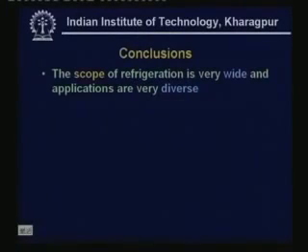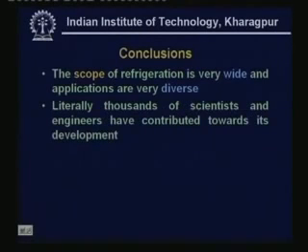Now let's conclude this lesson. We have seen that the scope of refrigeration and air conditioning is really very wide and the applications are very diverse. And it has grown tremendously thanks to the efforts of thousands of scientists and engineers over a period of say 100 to 150 years. So it's not the result of a single man's effort, but it's the effort of many people.